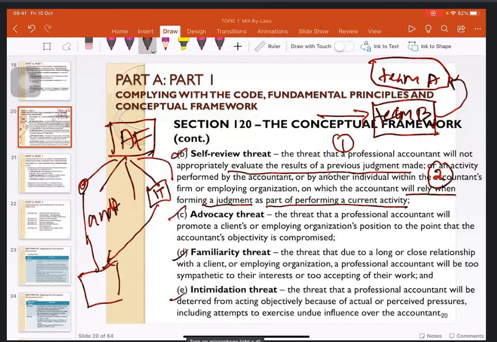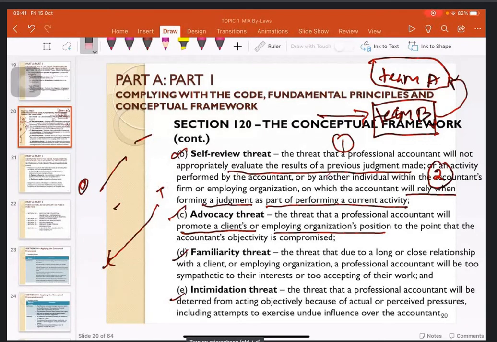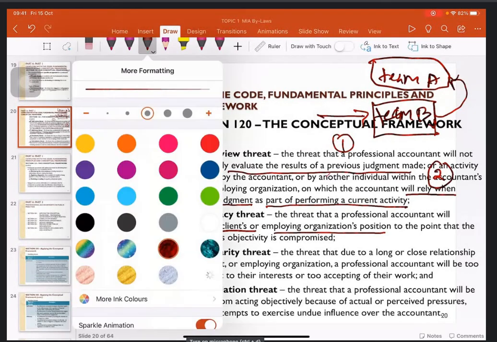Okay, next one adalah advocacy threat. Advocacy threat adalah professional accountant promote a client or employee organization position to the point that accountant objectivity is compromised. Okay. Faham ke kelas apa maksud advocacy? Normally promote a client where later on dia akan compromise your objectivity. Okay, for the example, katakanlah bahawa here audit firm, bukan audit firm, now we are talking about client. Let's say here adalah your client.